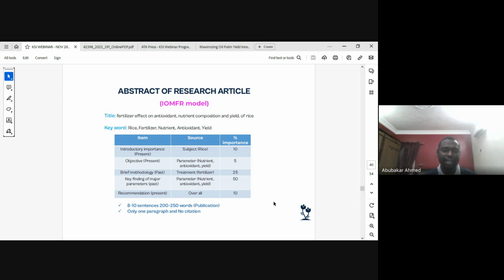So usually 8 to 10 sentences, usually 200 to 250 words for publication, that is for journal articles. Also, it is only one paragraph in the abstract. You have only one paragraph in your abstract. Some journals will tell you 200 words for the abstract or 250 words. So usually you stay within this range, 200 to 250 words. I think we will stop.